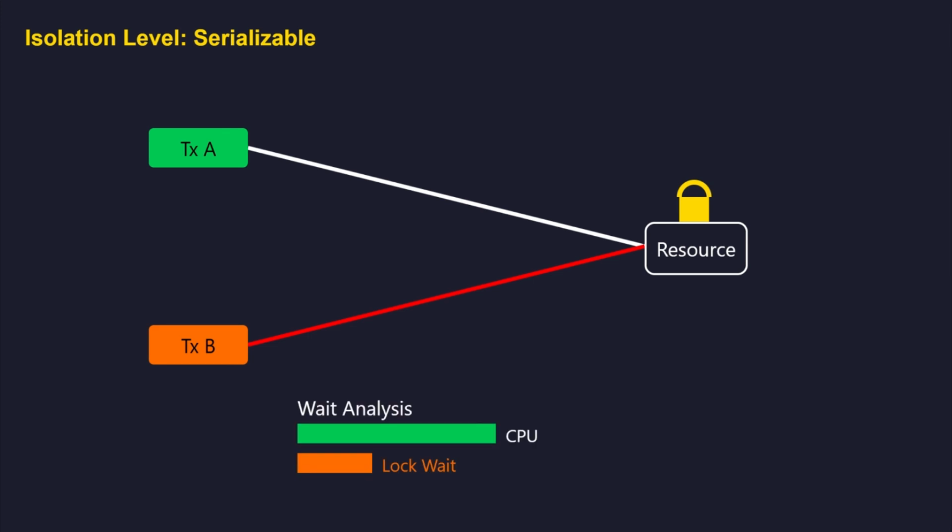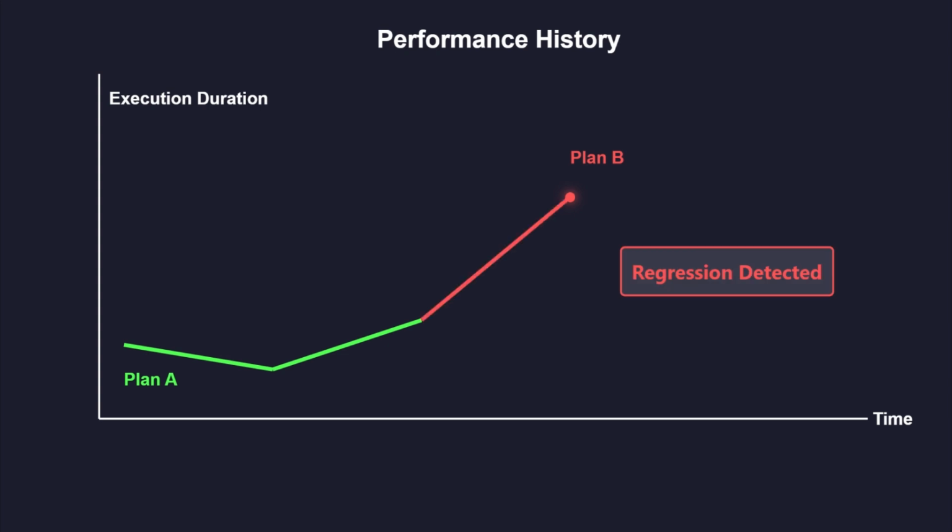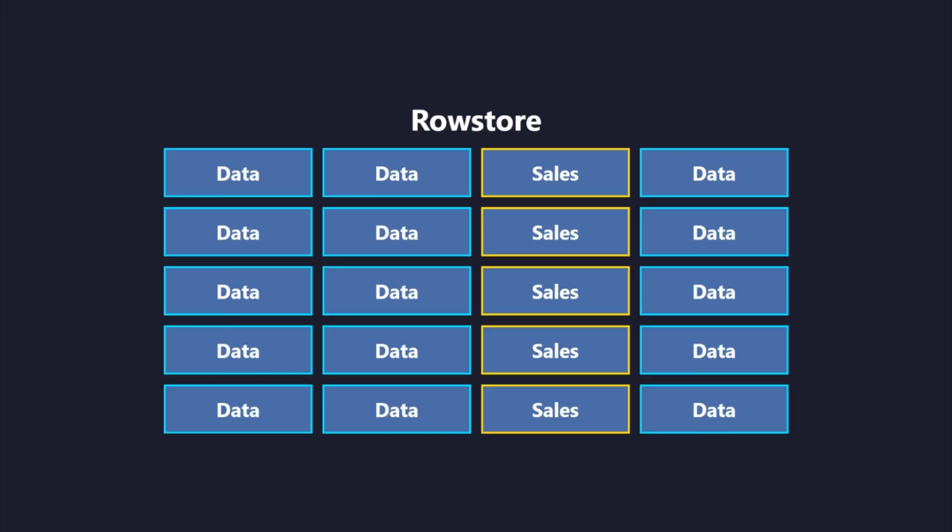Analyzing lock weights helps distinguish between a slow execution plan and an execution plan that is simply waiting for another transaction to release resources. The query store captures a history of plans and performance metrics. It allows analysts to identify plan regressions, where a query suddenly performs worse because the optimizer switched to a different, less efficient execution strategy over time.